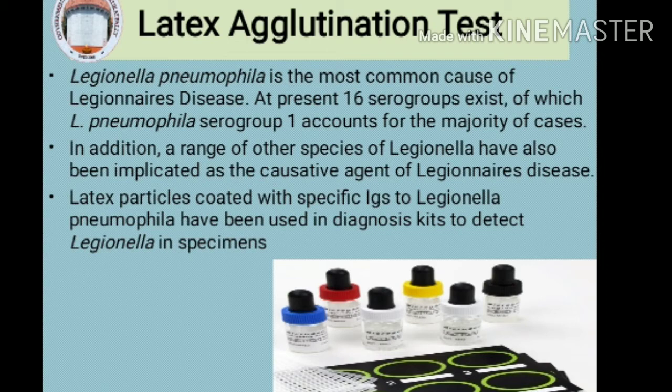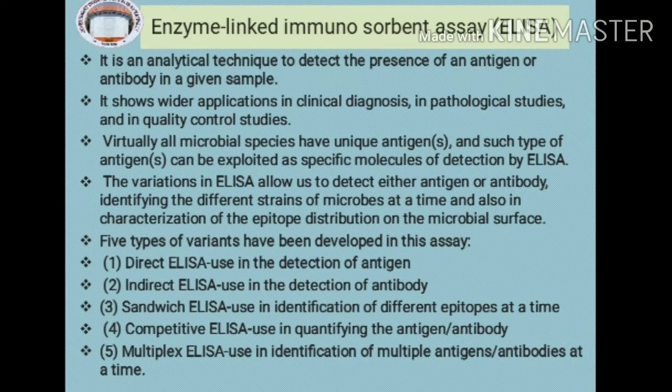Enzyme-linked immunosorbent assay, ELISA, is generally used for diagnosis of viral diseases, but it is also used for diagnosis of bacterial diseases. ELISA is an analytical technique to detect the presence of an antigen or antibody produced against the pathogen in a given sample. It is used widely for clinical diagnosis and for pathological studies. It is used even in quality control studies. ELISA is used for diagnosis of different bacterial diseases.